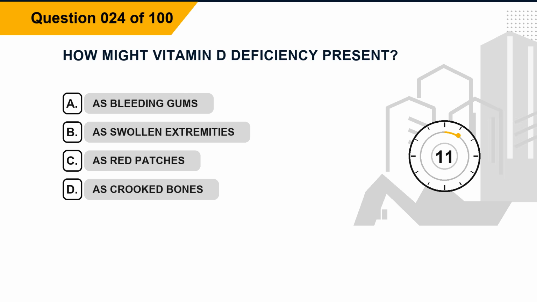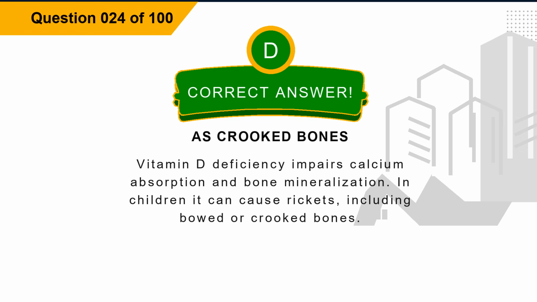Question 24. How might vitamin D deficiency present? Option A, as bleeding gums. Option B, as swollen extremities. Option C, as red patches. Option D, as crooked bones. The correct answer is option D, as crooked bones.